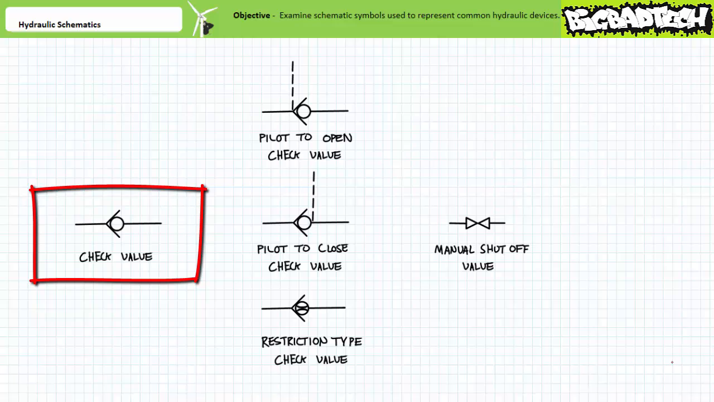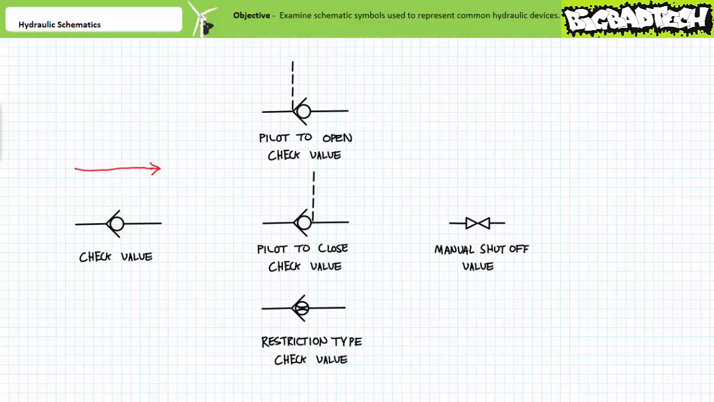While we're on the subject of valves that influence the direction of fluid flow, recall that the check valve is a valve that allows free flow in one direction and blocks it in another. Schematically, the free flow direction pushes the ball off the seat. In contrast, the block flow direction pushes the ball onto the seat. Check valves are sometimes referenced on a schematic using the shorthand CV.